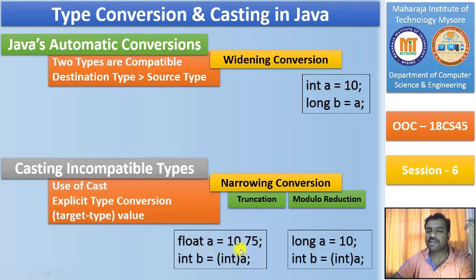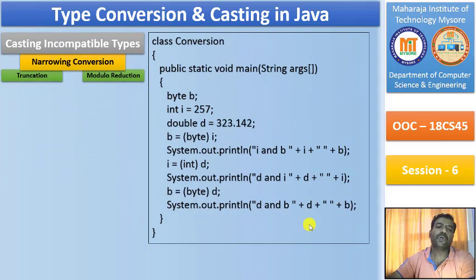In this case, Java is going to use the truncation method for narrowing conversion. In any other cases, it is going to use modulo reduction. So now we'll see with an example how the explicit conversion is going to happen. Now just look at this program. I'm going to have byte b, which is going to be of 1 byte, and I'm going to have int i equals 257, which is going to be of 4 bytes.